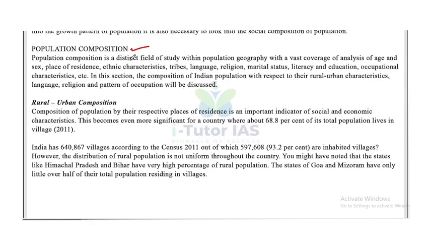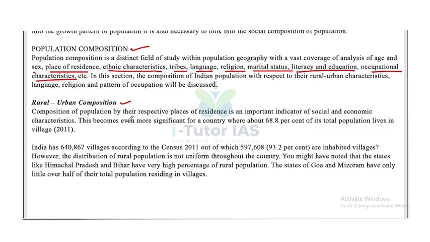Population composition is a distinct field of study within population geography with a vast coverage of analysis of age and sex, place of residence, ethnic characteristics, tribes, language, religion, marital status, literacy and education, occupational characteristics, etc. In this section, the composition of Indian population with respect to their rural-urban characteristics, language, religion, and pattern of occupation will be discussed. So, the rural-urban composition.